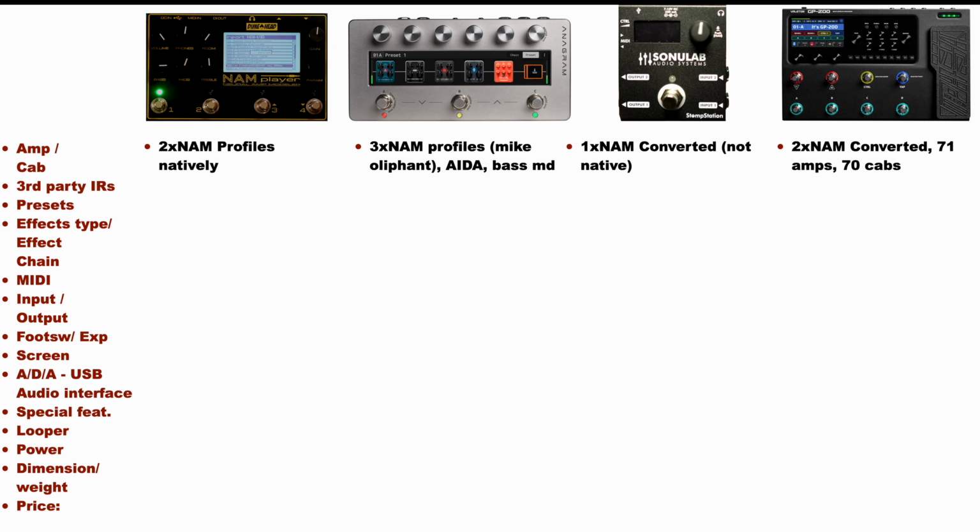Furthermore, the Valeton has a full set of amp models, as it is also a modeler. More specifically, we have 71 amps and 70 cabs, with 5 amps and 10 cabs dedicated to the bass guitar. Of course, we will check out the quality of the NAM profiles loaded and managed by each device in the null test section of this video.